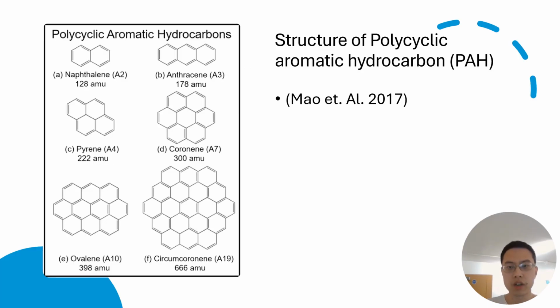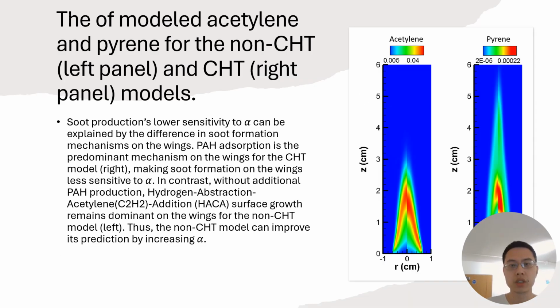Here is the structure of polycyclic aromatic hydrocarbon, PAH. Here is the PAH desorption, the preservation mechanism on the wings for the CHT model on the right hand side, and the left hand side is the hydrogen abstraction, C2H2 addition.